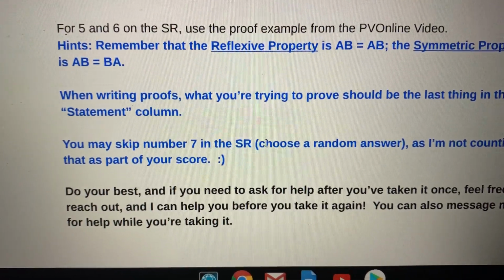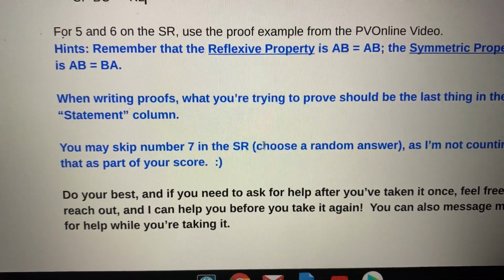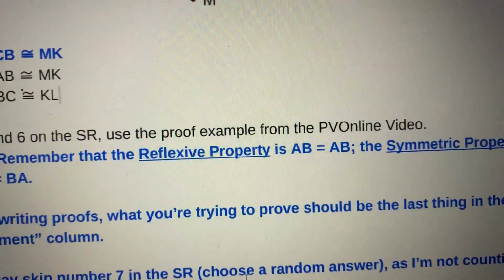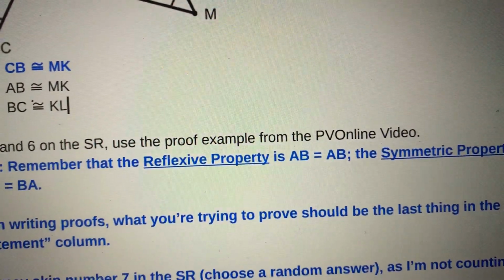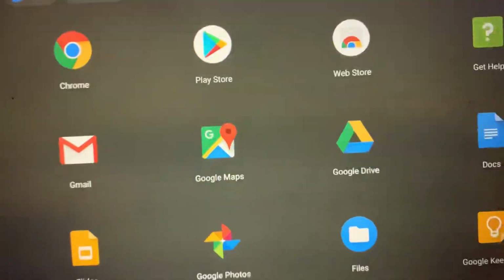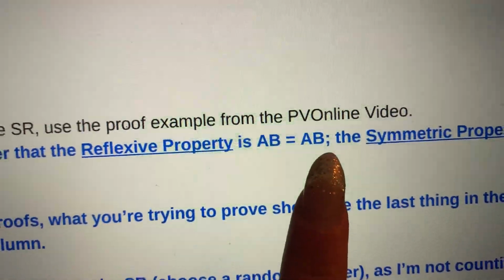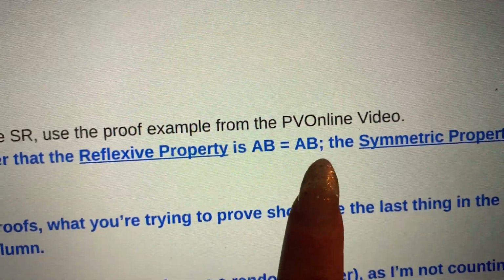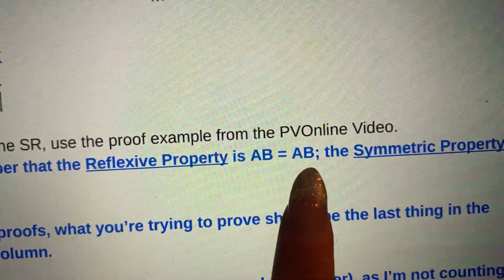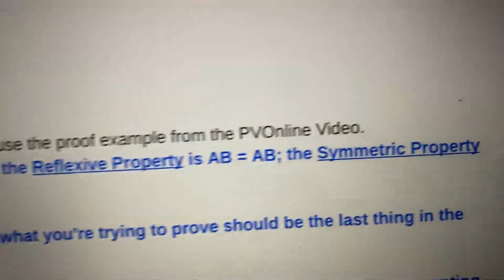And the reflexive property is what is shown in the video on PV Online, so the example that she has in there. So the reflexive property is AB equals AB, okay? So whatever you have is going to be equal to what you started with, okay? So 3 is equal to 3. BC is equal to BC. It's going to be the same on both sides. Think about reflexive. So if you look in your mirror, you see your reflection. It's the exact same thing.